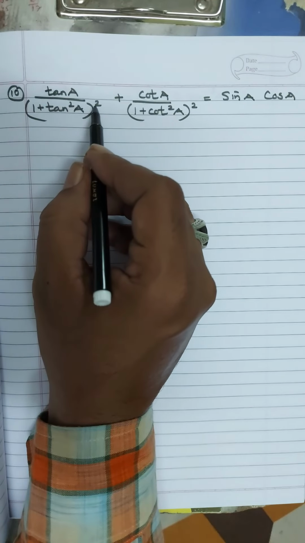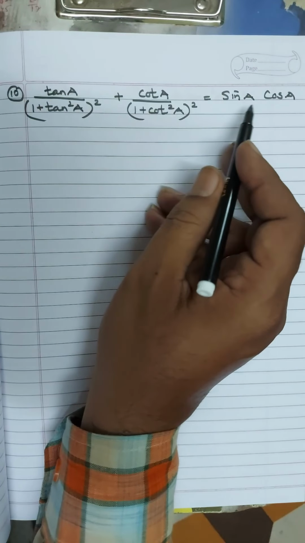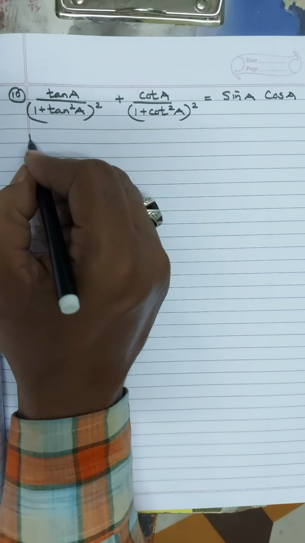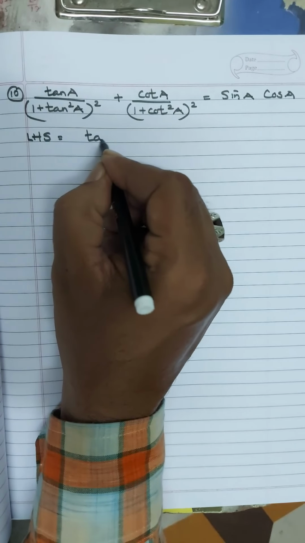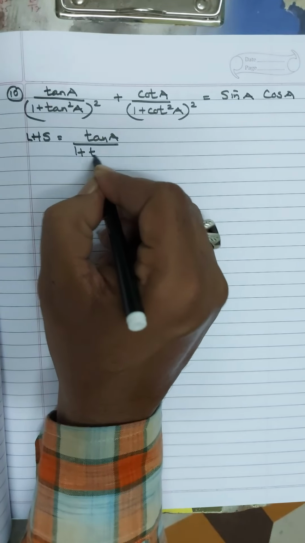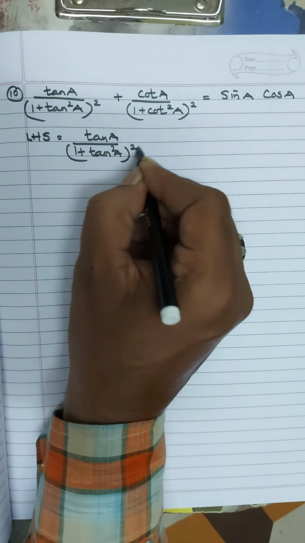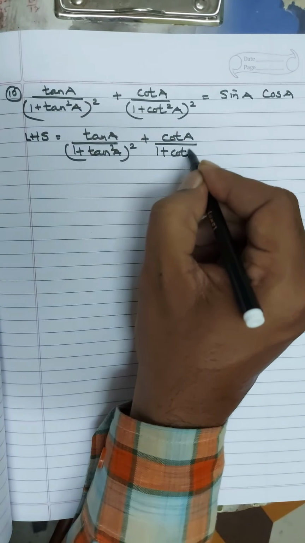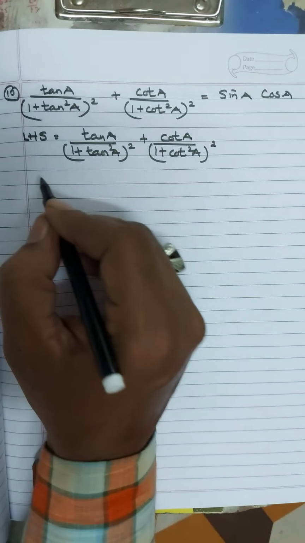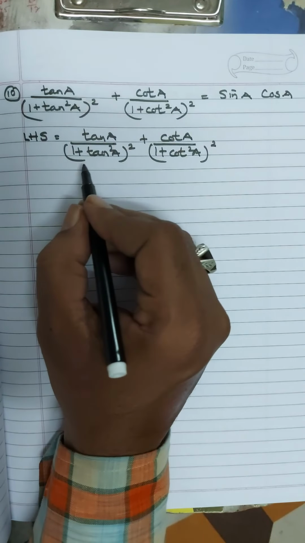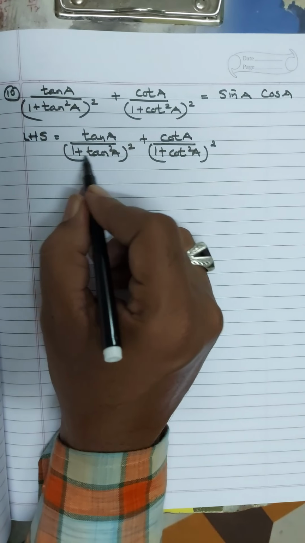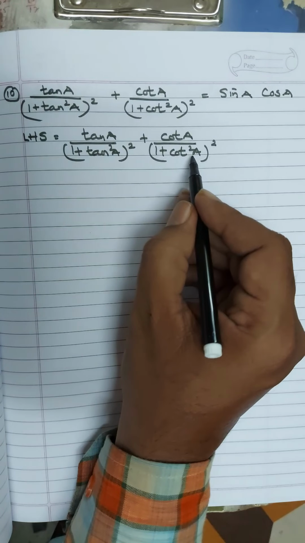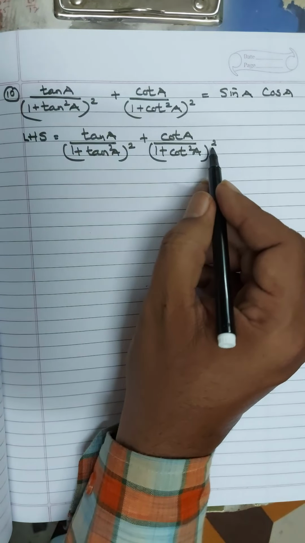Tan A plus 1 upon tan square A whole square and cot A plus 1 upon cot square A whole square. We need to take out the value sin A plus cos A, sin A into cos A. So left hand side we need to bring it down here. Tan A into 1 upon 1 plus tan square A whole square plus cot A into 1 upon 1 plus cot square A whole square. Okay, so what we have to do is we need to take this into the identity 1 plus tan square A, it means sec square A. So sec square A whole square we need to put it, and 1 plus cot square A is equal to cosec square A. So we need to put again the square here.